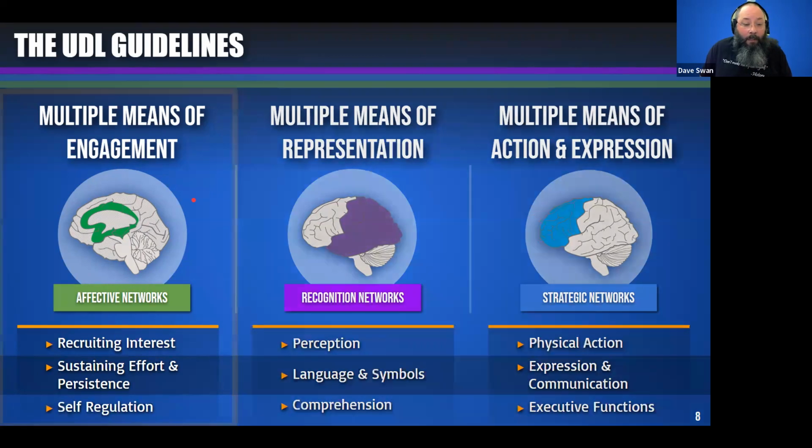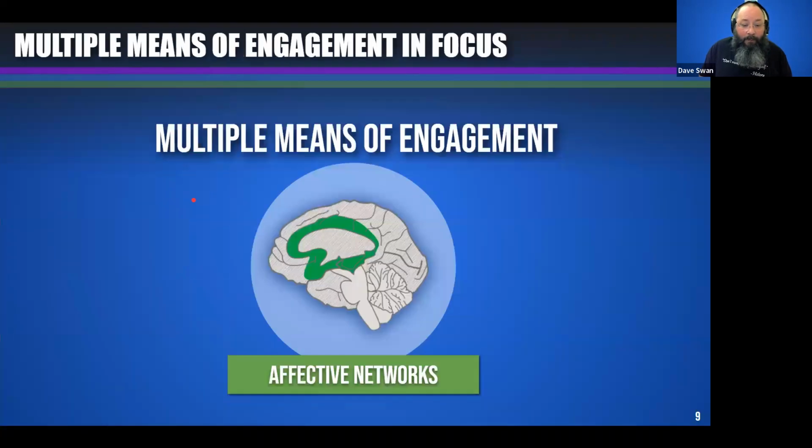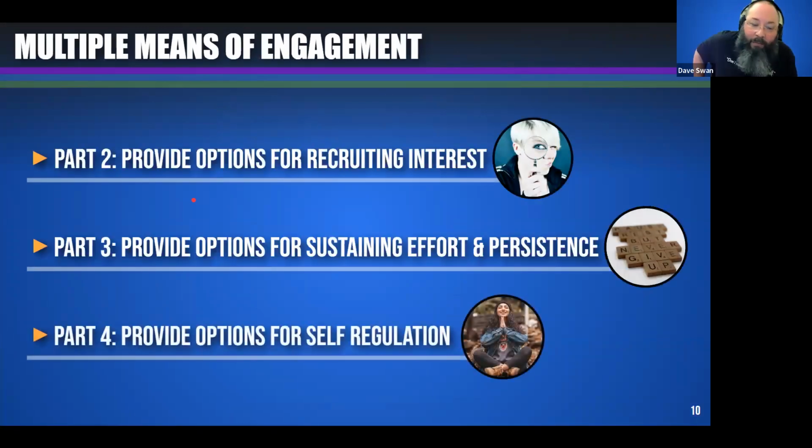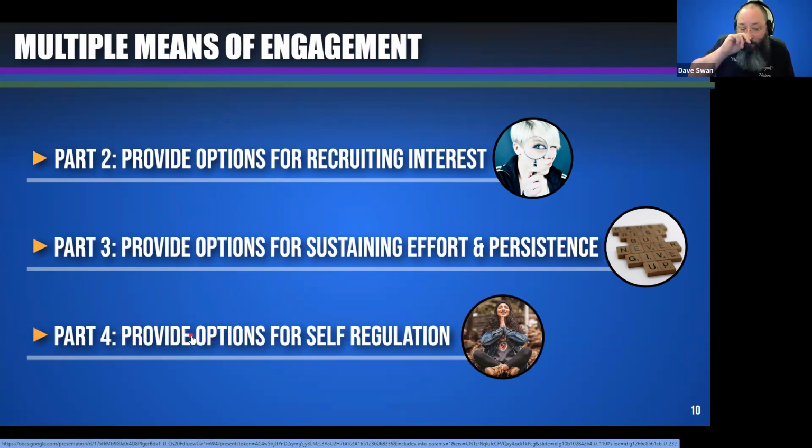And that's where we're going. So when it comes to multiple means of engagement, we have three different areas that we're looking at, and we're going to start with the last one here. One's not codependent on another. It doesn't really matter where we start. There's no prerequisite in order to understand these. So we're going to start with part 4: provide options for self-regulation.